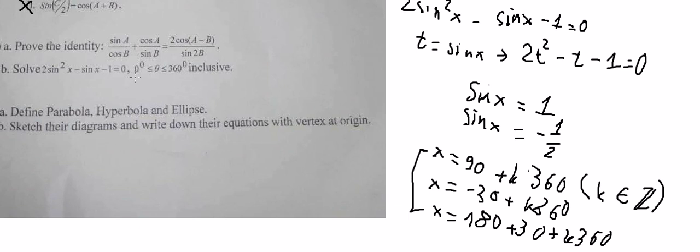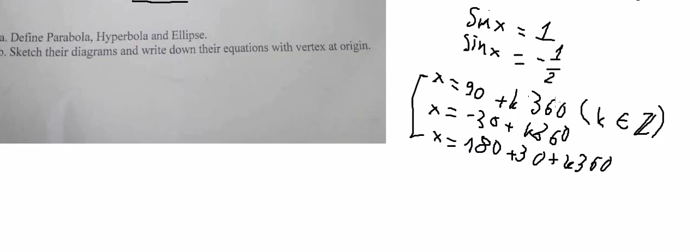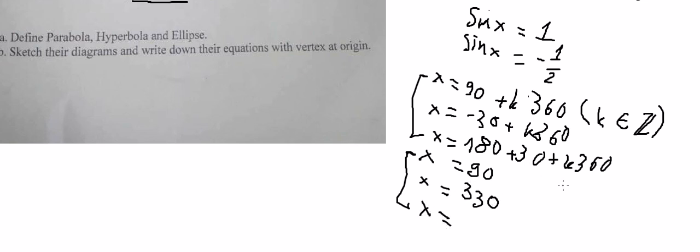So the question asks, find the value from 0 to 360. So we have x equal to 90, x equal to negative 30 plus 360 in here. You got 330. And this one, we don't need to add any number in here. So you got 210.